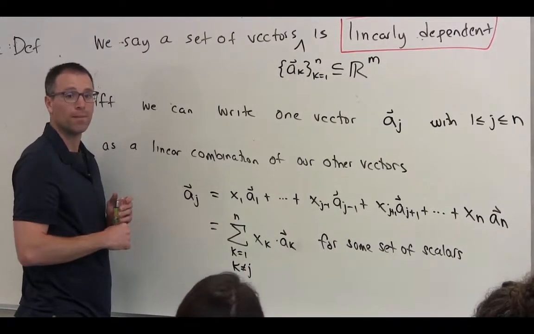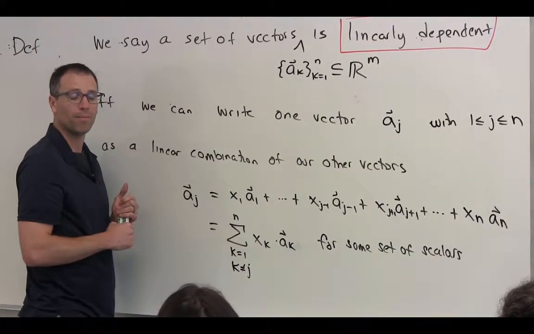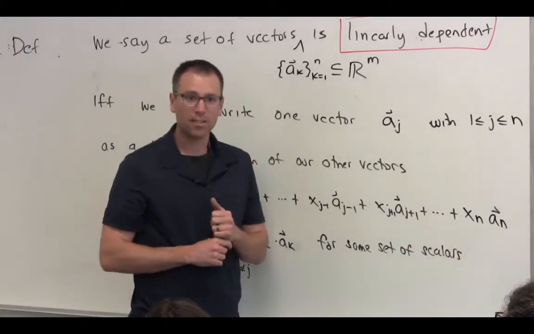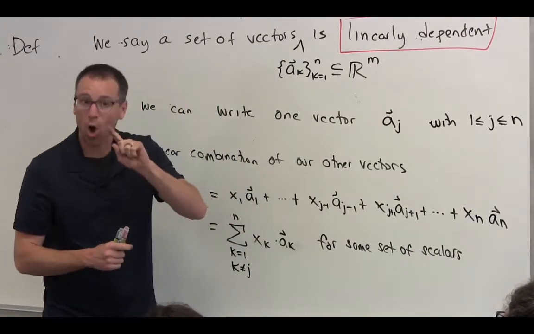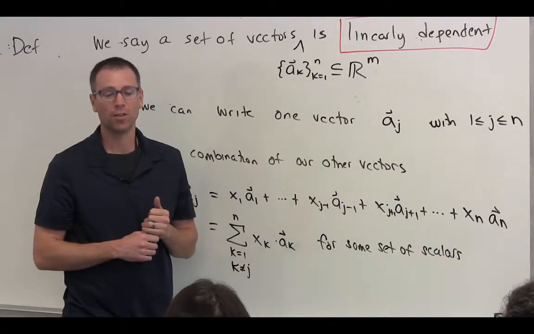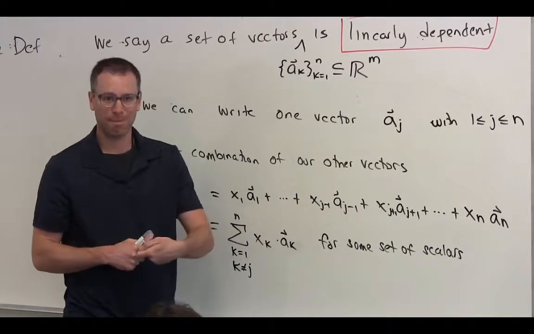Come up with a linear combination with certain scalars so that the linear combination equals 0, then the set is linearly dependent. But I can always come up with a linear combination that's equal to 0. What is it? 0, 0, 0. In fact, I can do that for vectors that are not linearly dependent.